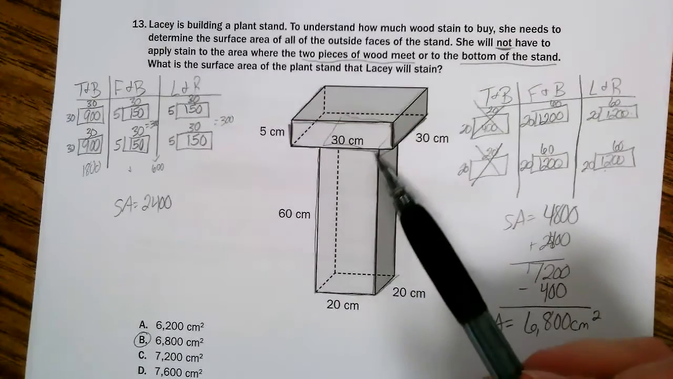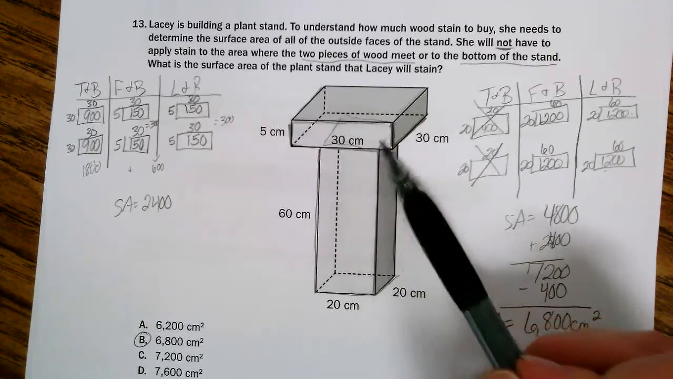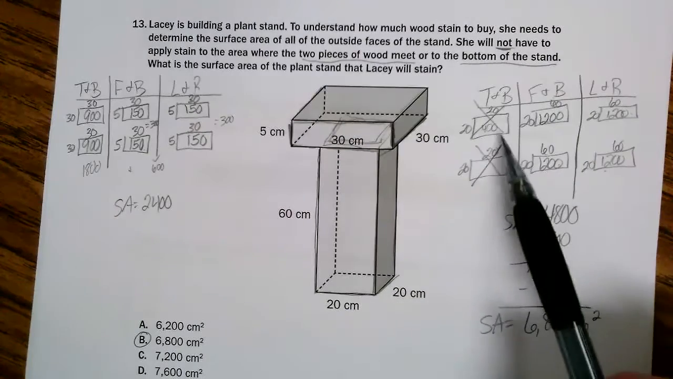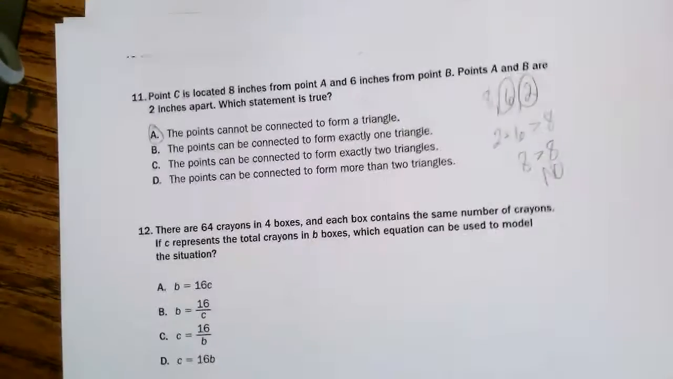Okay, so don't forget, after you take out the top and bottom, you also have to take out the bottom of this piece that's touching here, which was a 20 by 20, which gave us 400. So we have to subtract that from our total surface area.